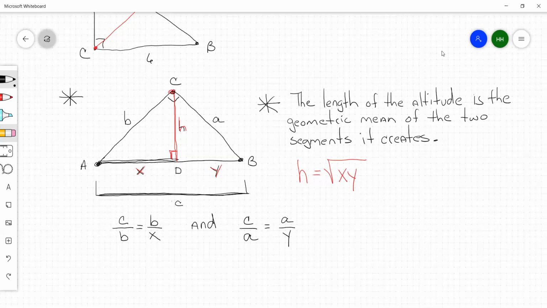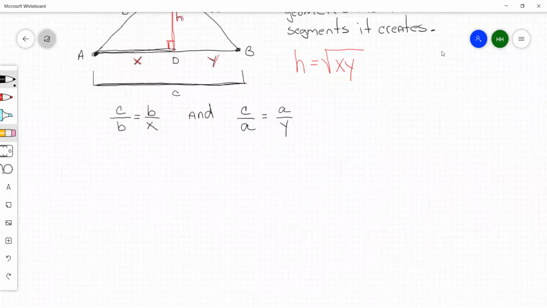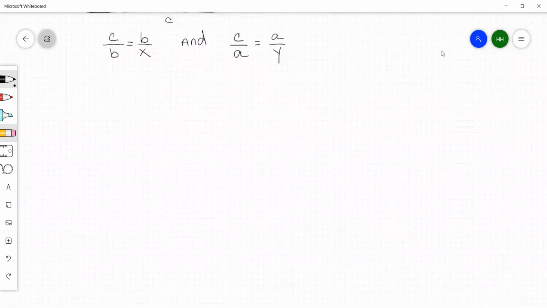See it? So big hypotenuse over adjacent side equals adjacent side over segment of hypotenuse. Hypotenuse over adjacent side equals adjacent side over piece of the hypotenuse. So after this rule, now you're going to be given some triangles, and you're going to be asked to use that rule to find some lengths.